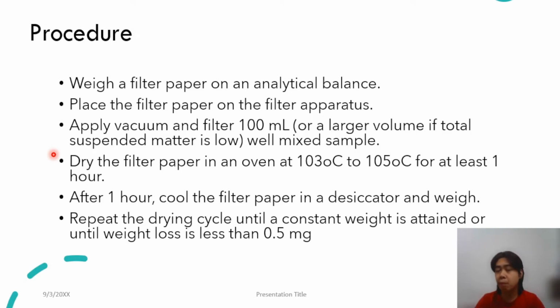Next, apply vacuum and filter 100 milliliters, or a larger volume if the total suspended matter is low. Well mix the sample. Dry the filter in an oven at about 103 to 105 degrees Celsius for at least an hour. After an hour, cool the filter paper in a desiccator and weigh. Repeat this drying cycle until a constant weight is attained or until weight loss is less than 0.5 milligram.